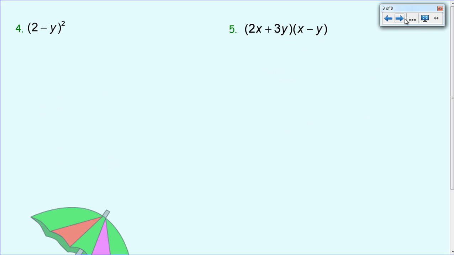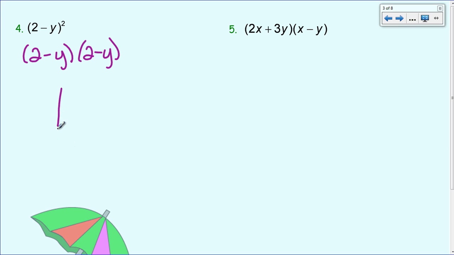So now number 4 looks a little different. You just see one binomial. I have 2 minus y, but the whole thing is squared. And if you will remember, to square something means to multiply it times itself. So rewrite it out in expanded form so that you can see it. So now you can see what it looks like.